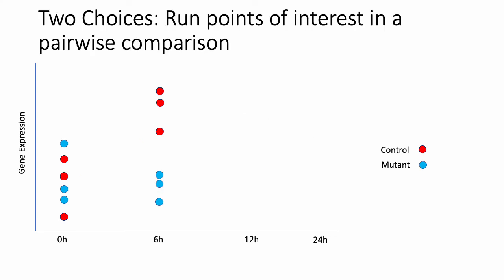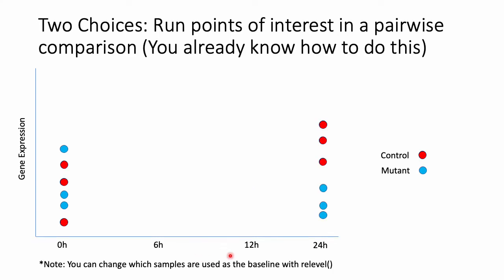First, we can run a series of pairwise comparisons using contrast, which you already know how to do. For example, we can compare 6 hours and 0 hours in the control and mutant samples, 12 hours and 0 hours in the control and mutant samples, and 24 hours and 0 hours in the control and mutant samples. Of course, we could also change our baseline to be another time point to get the other comparisons, such as 12 hours versus 6 hours, or we could get this by using a contrast in the other experiments.